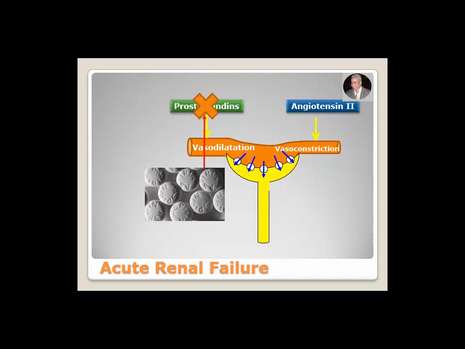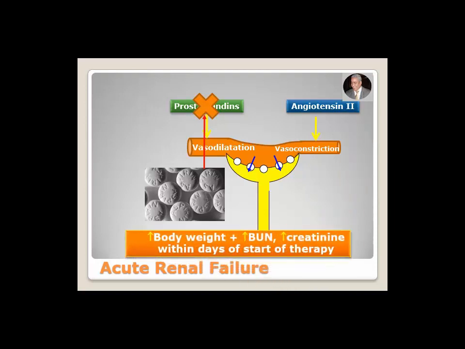Nonsteroidal anti-inflammatory drugs, by inhibiting prostacyclin synthesis, will decrease the glomerular filtration. This will decrease the urine volume, and decrease the elimination of waste products, such as urea and creatinine. Usually this occurs within a few days of start of therapy. However, it occurs only in a subset of patients.